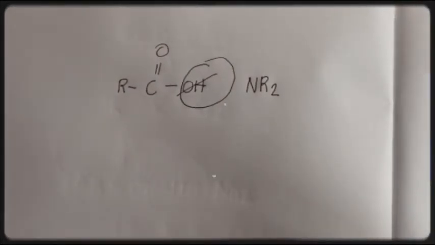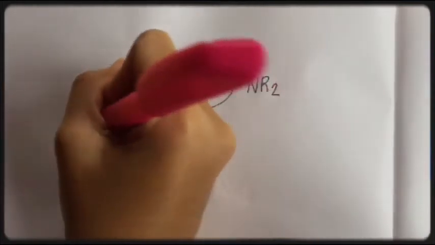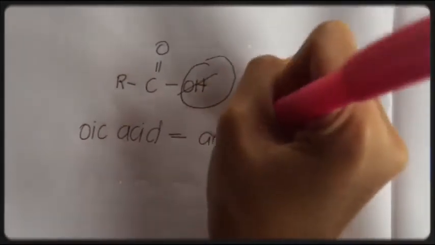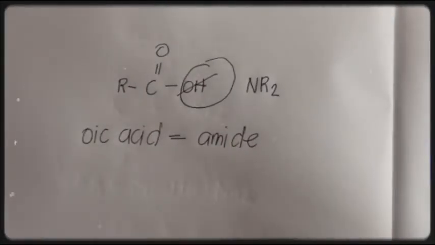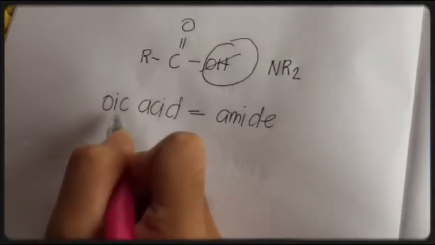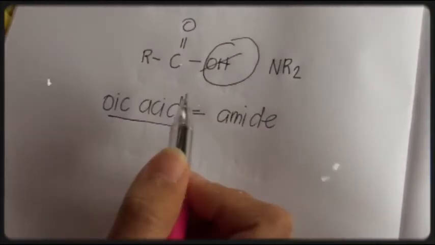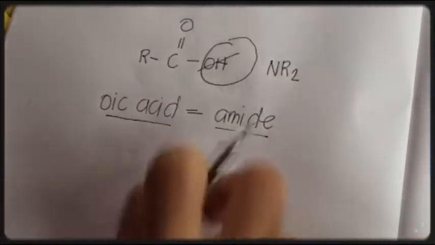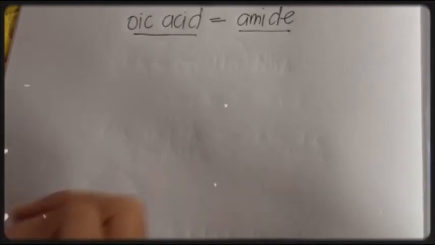So in naming amides, we simply drop the "ioic acid" and then replace it with "amide". The "ioic acid" is from the carboxyl naming, and if we drop this, we just need to replace it with the suffix "amide". So let me give an example to clear up my explanation.